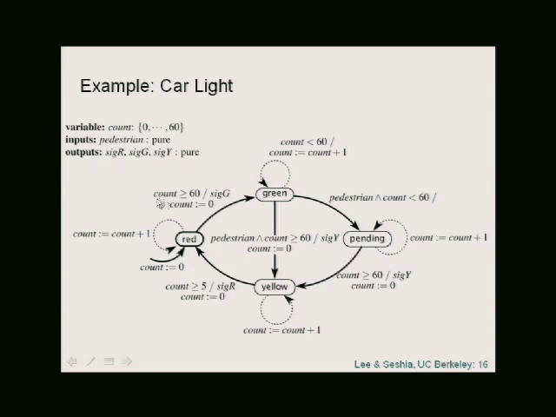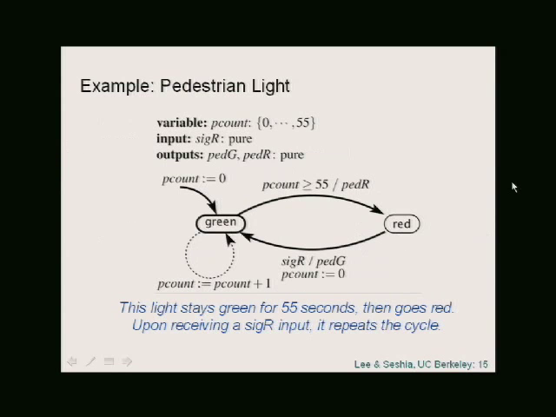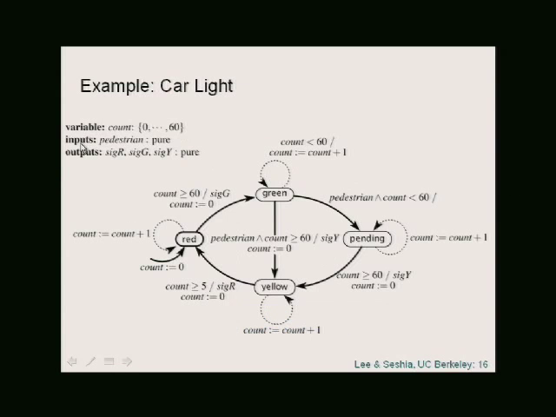Now what we're going to do is add a pedestrian light. Let me just go quickly and look at the inputs and outputs here. The input to this model is a pure signal which just tells the state machine whether or not there is a pedestrian. The outputs are going to be pure signals which indicate whether the red light must go on, or the green light must go on, or the yellow light must go on. Those are the inputs and outputs.